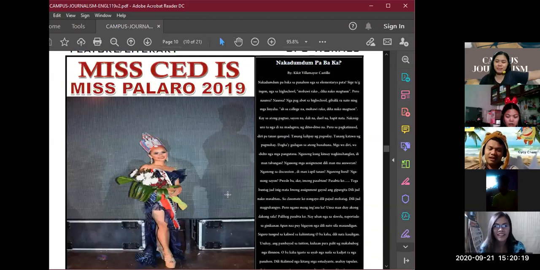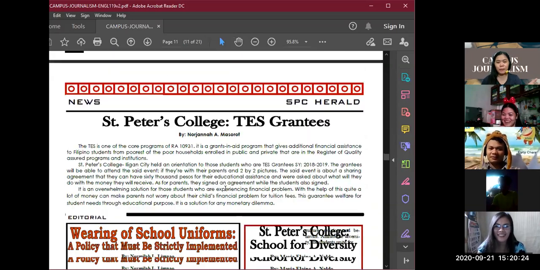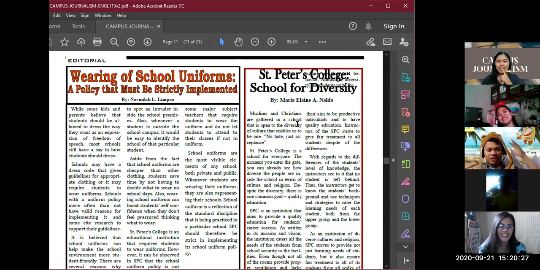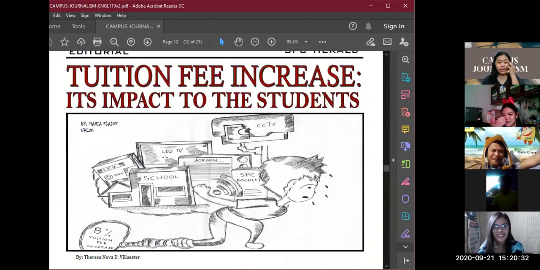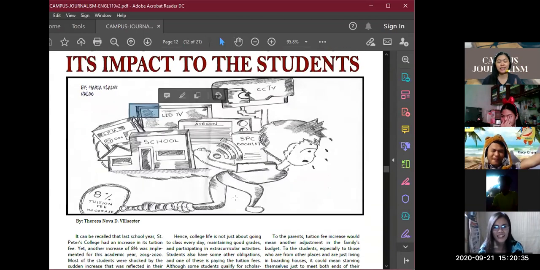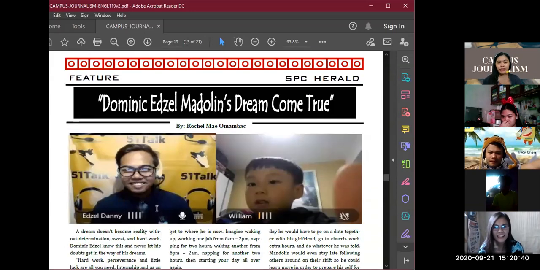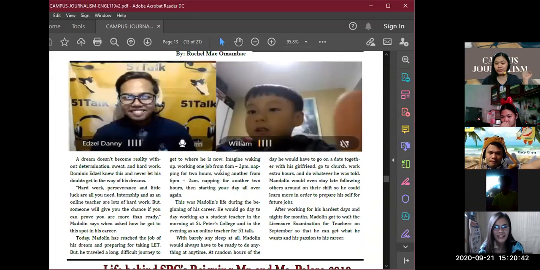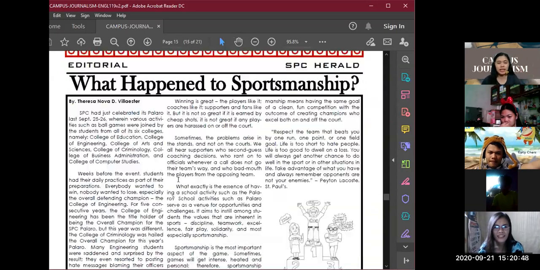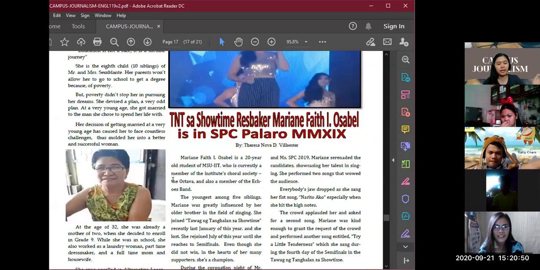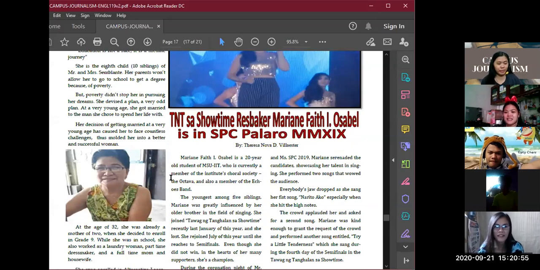That is Miss Palaro 2019, as an example of news also. This is now our other news and editorial. So this is our editorial cartooning, editorial article, and feature story. You can see Dominic, if you're familiar with Dominic, he was featured. And the late teacher, Ma'am Concordia. May her soul rest in peace.